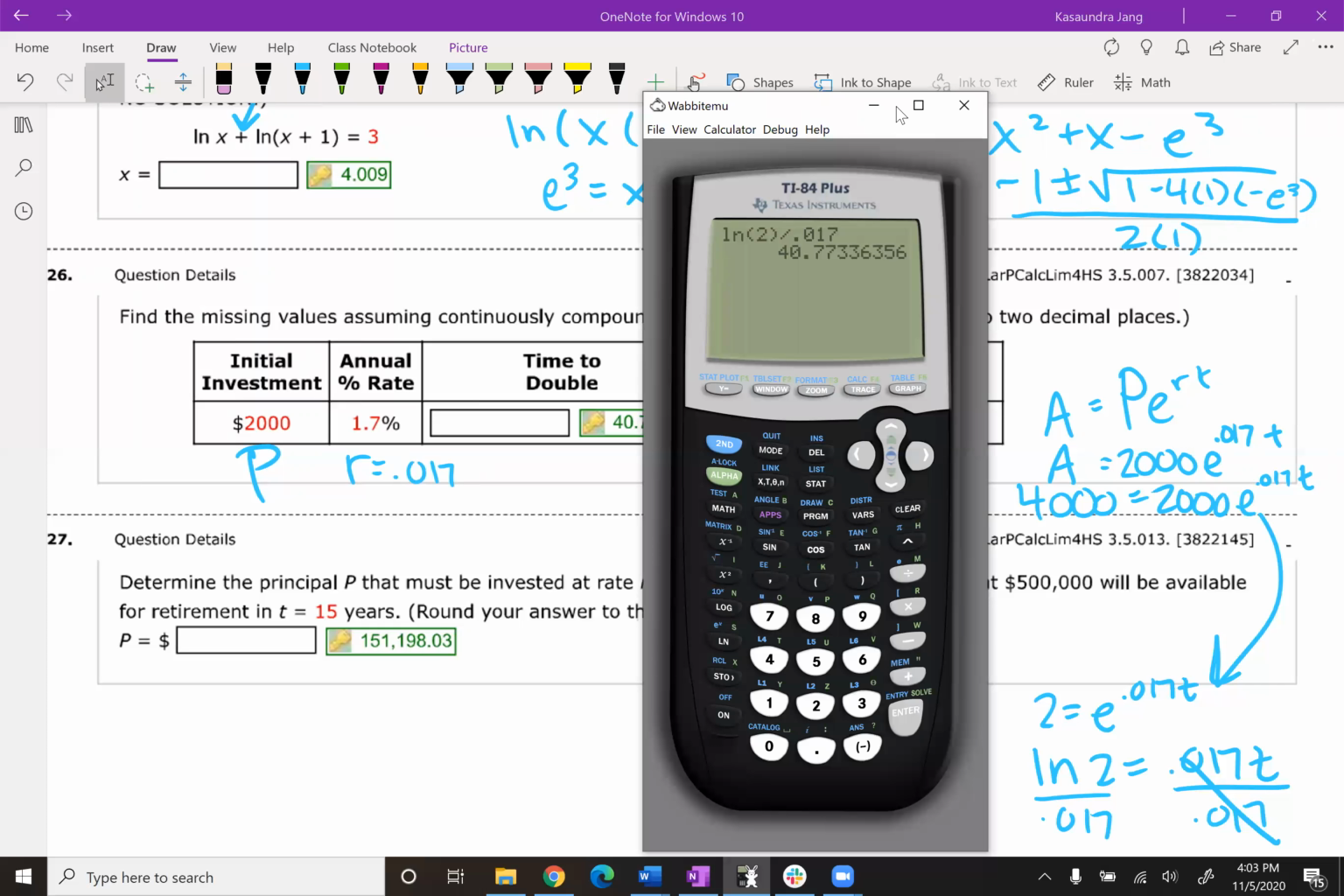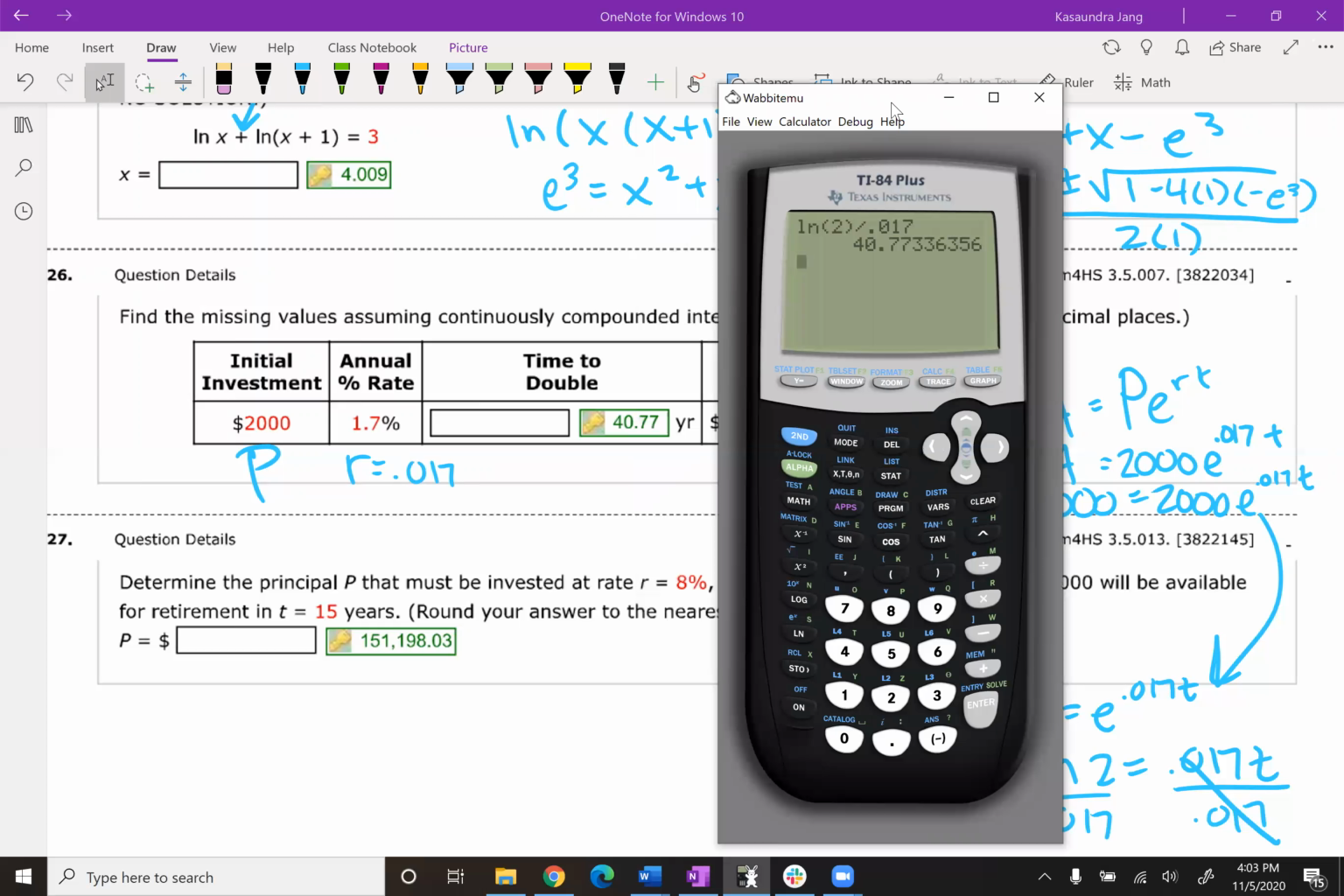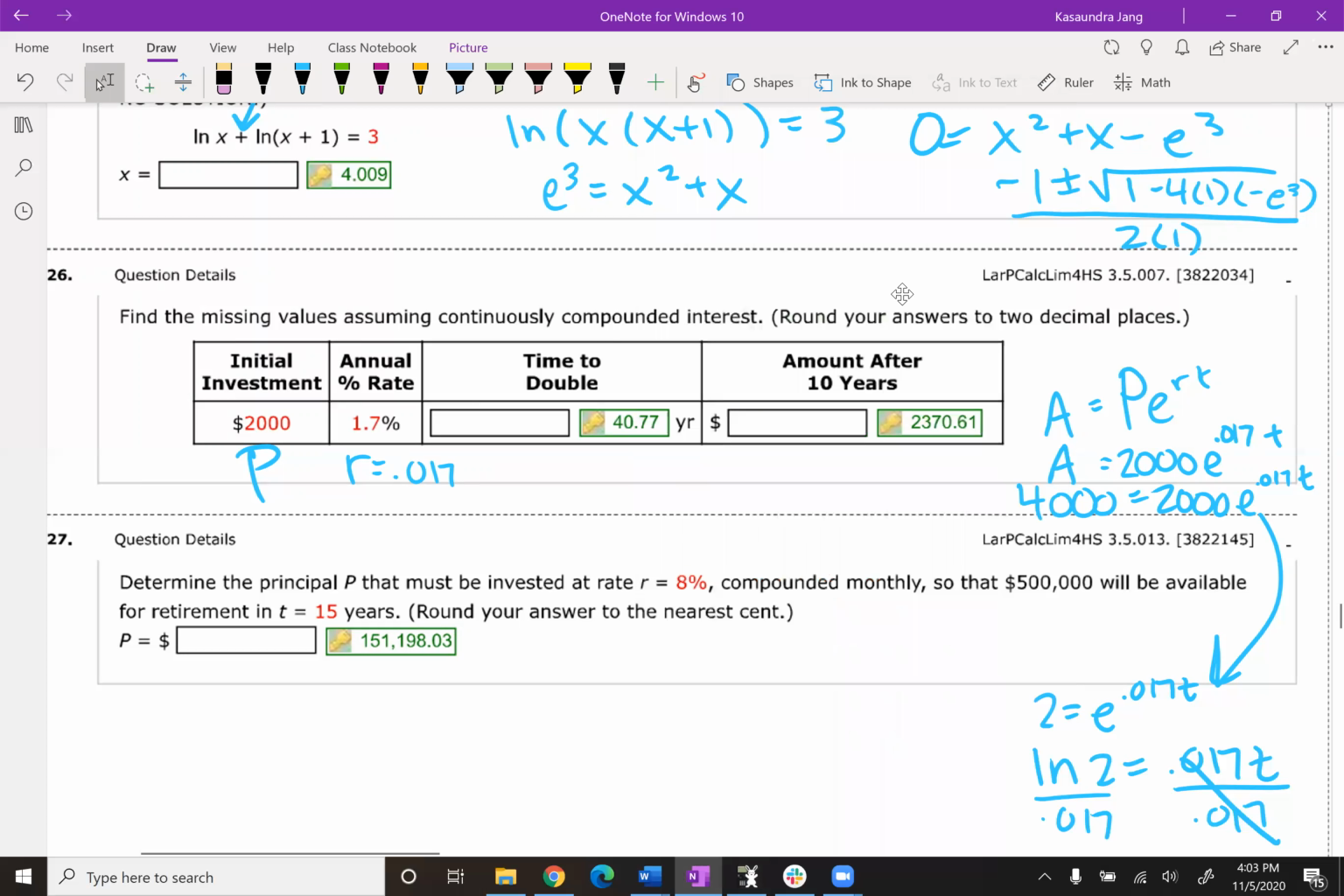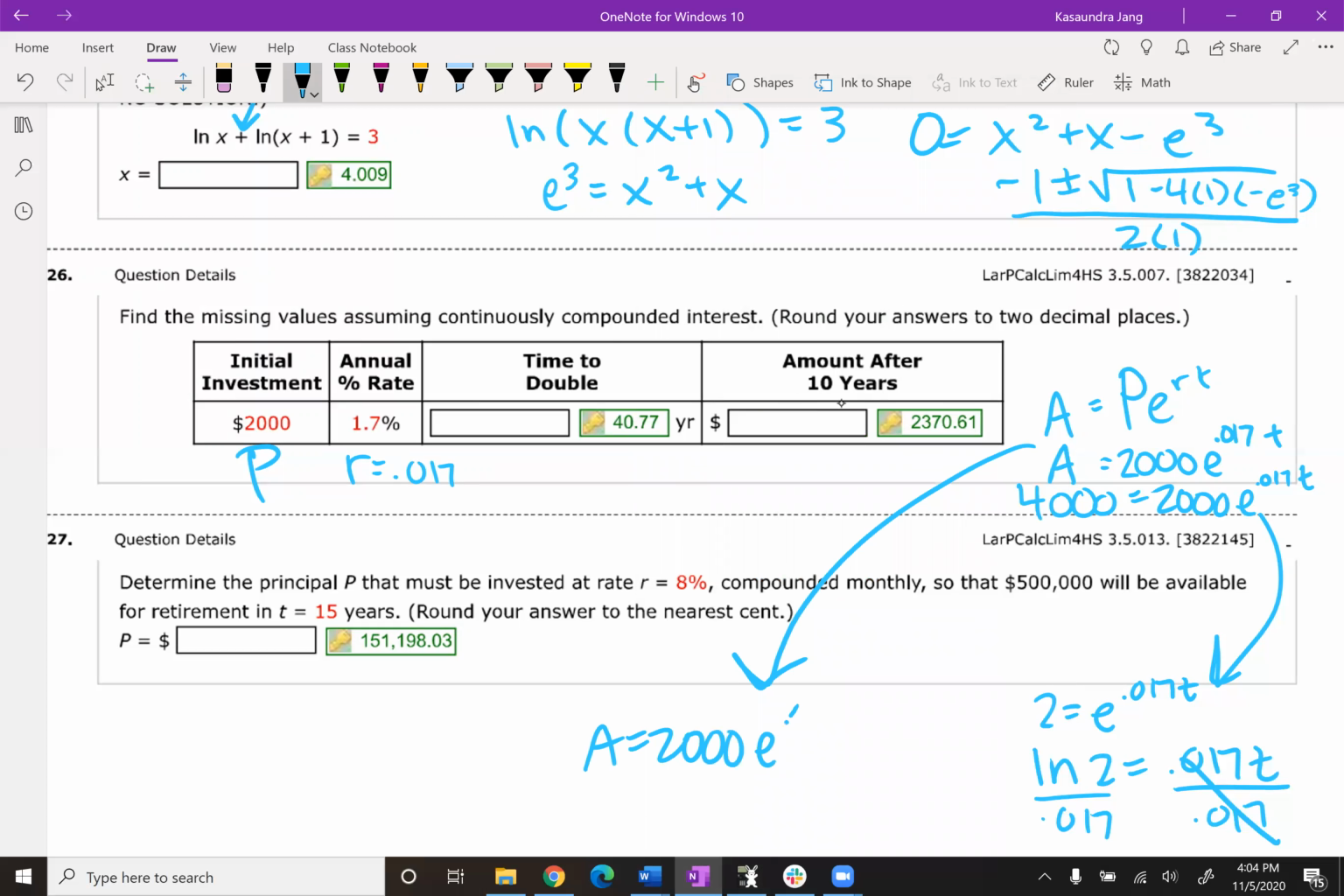All right, so that's where they got their whole 40.77. We rounded to 2 decimals, so there's the 40.77. All right, and then this last part here was amount after 10 years. That's actually kind of nice because if I just put my time of 10 years in here, now this is all on the right side of my equation, so I can actually just put it in my calculator at this point. That's kind of nice.